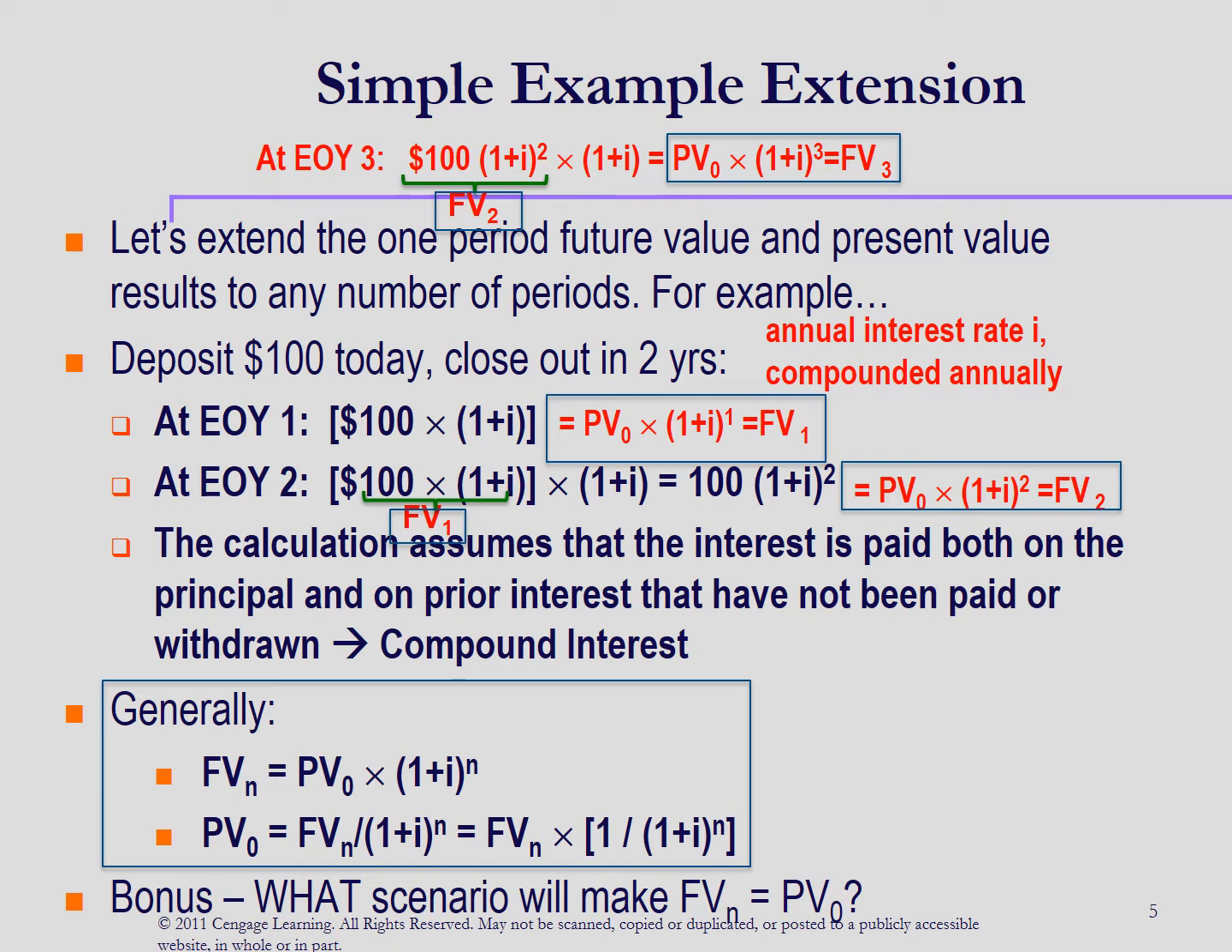Bonus: what scenario will make future value at the end of period N equal to the present value today? By looking at the formula, we see that this could happen if the interest rate is 0.